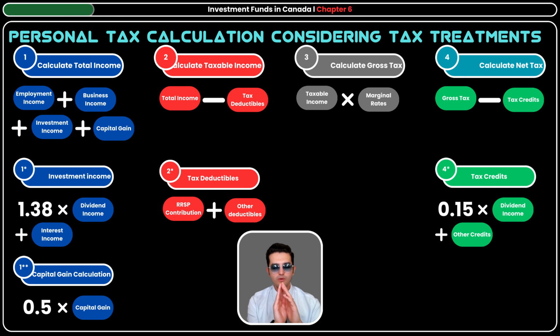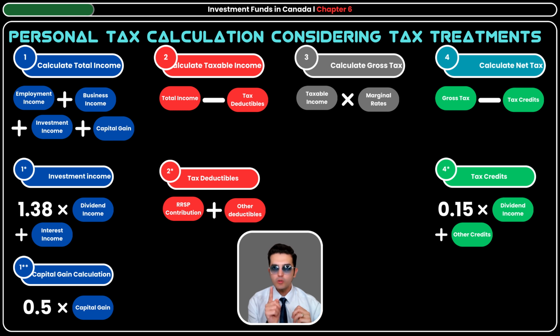Another point. I was going to forget about it, but another very, very important point. Dividends and capital gains are taxed. There are tax treatments on these two.